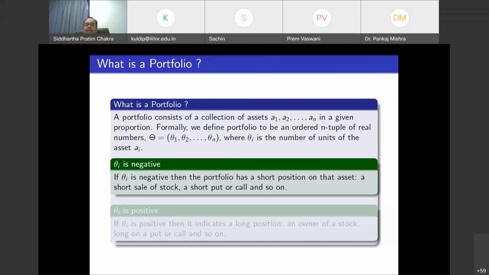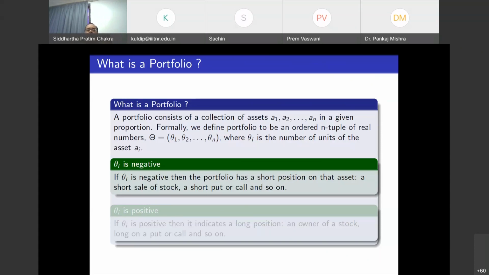If your asset is a bond, then theta i negative would mean that you are not actually getting a fixed deposit or buying a bond, but you are actually borrowing money. What happens when you buy a fixed deposit or a bond? That means you are owning a certain unit of bond, that is, you have actually lent money to the bank. If, on the other hand, your number of units of the bond is negative, that means you are actually borrowing from the bank. So this is a very critical observation: theta i negative is equivalent to short selling in the case of a stock, or borrowing money in the case of a bond.